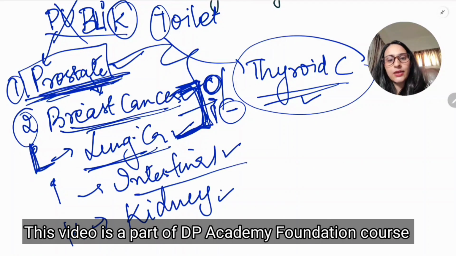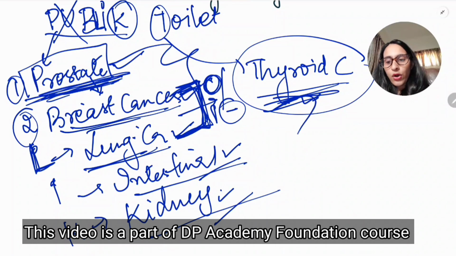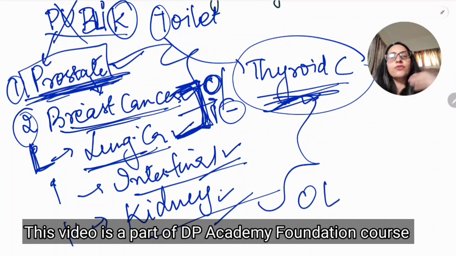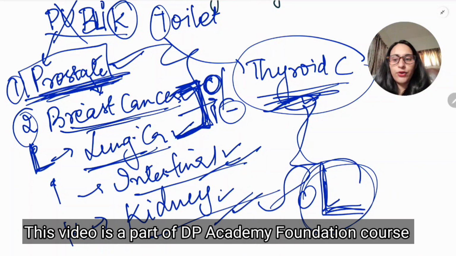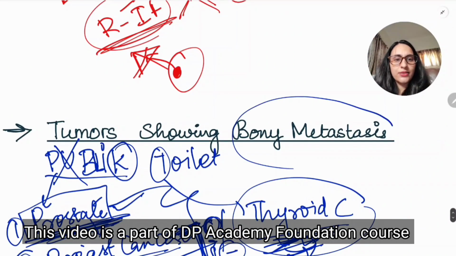While on the other hand, intestinal cancer, kidney cancer, and thyroid cancer, intestinal, renal, and thyroid cancer, all three are osteolytic. So we have started with osteoblastic, that is prostate. It is going to make the bone. Then we have studied both, osteoblastic and osteolytic, that is breast cancer and lung cancer. And then the last three are osteolytic, they lyse the bone. Intestinal, renal, and thyroid, all three are osteolytic cancers. So these are the cancers that show bony metastasis.